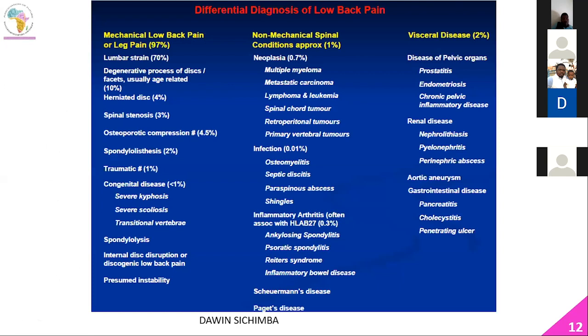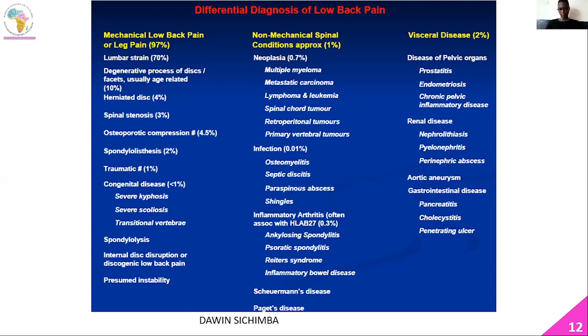Okay, so this table simply shows the differential diagnosis of lower back pain. Among these, we have mostly spinal disorders. From this table, we can see that these causes of low back pain, which is very characteristic of spinal diseases or spinal disorders, can be classified as mechanical, non-mechanical, and visceral. So under the mechanical, we have lumbar strain.